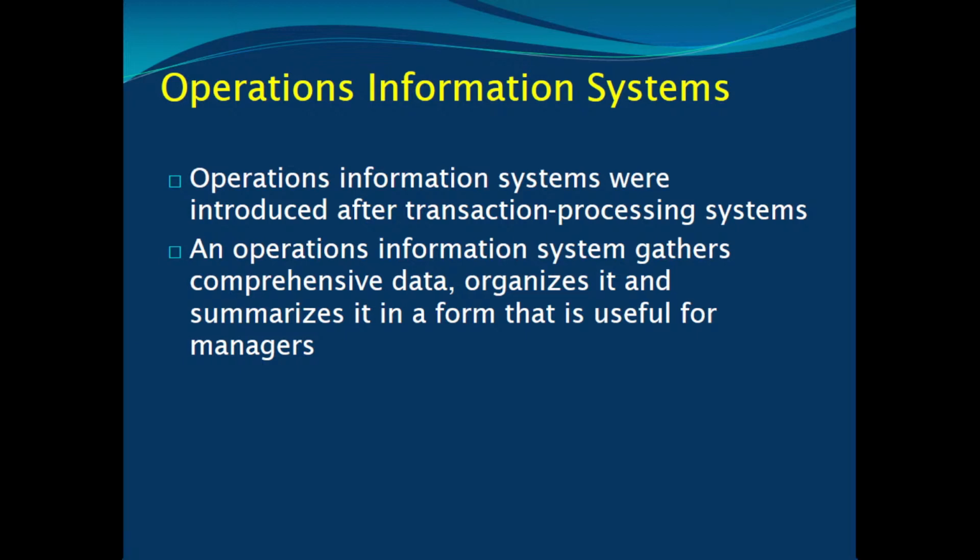Operations information systems were introduced after transaction processing systems. An operations information system gathers comprehensive data, organizes it, and summarizes it in a form that is useful for managers. These types of systems access data from a transaction processing system and organize it into a usable form. Managers use operations information systems to obtain sales, inventory, accounting, and other performance-related information.